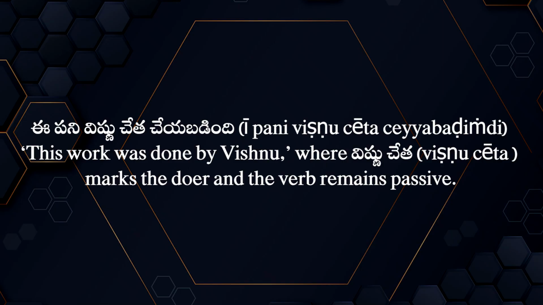When the agent is expressed, it takes the marker cheta, meaning by. For example, ఈ పని విష్ణు చేత చేయబడింది. This work was done by Vishnu, where Vishnu cheta marks the doer and the verb remains passive. Thus, passive construction with badu emphasizes the action result rather than the agent, while showing processes like infinitive formation, auxiliary addition and phonological change.